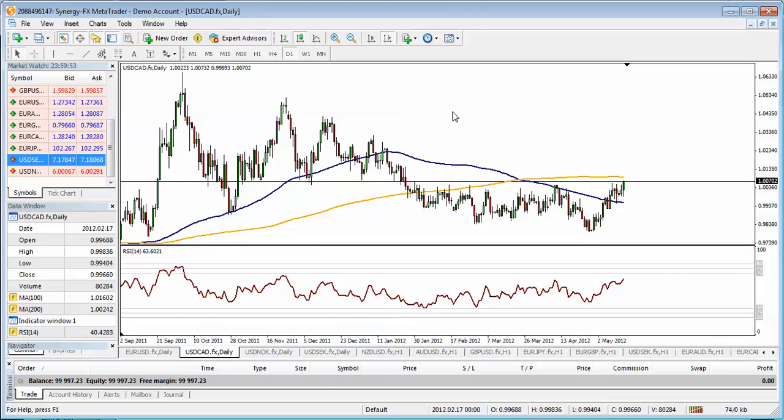So my bias for the dollar is up. If you've been watching my other videos, you'll hear me say that. But a few of the charts for a couple of the dollar pairs, I'm going to bring up the Swiss franc really quick.